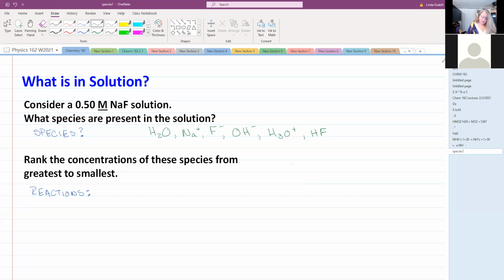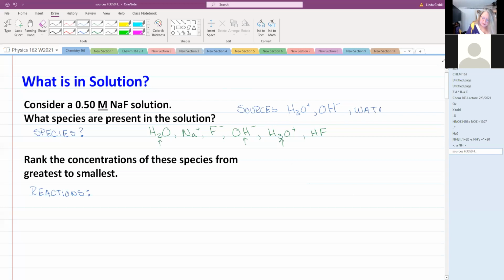Good, I absolutely agree. So obviously if I'm putting it in solution, water is the solution. And what are my sources of OH minus and H3O plus, my hydroxide and my hydronium? Wouldn't it be the water itself or the sodium and fluorine? Okay. So absolutely, we have water itself. So we'll have from the water.